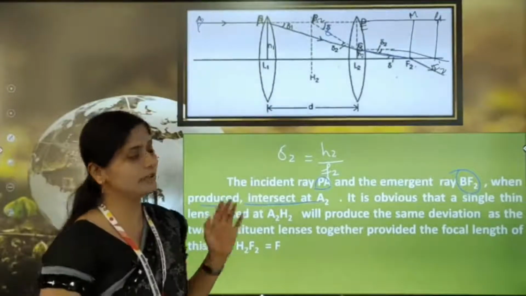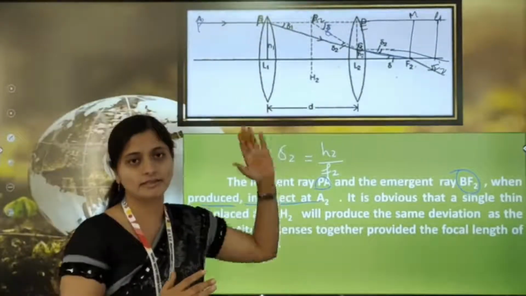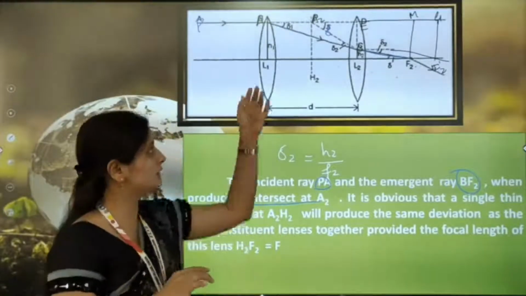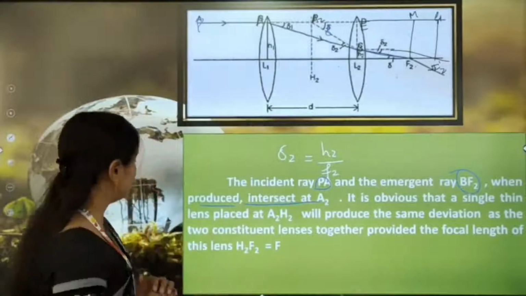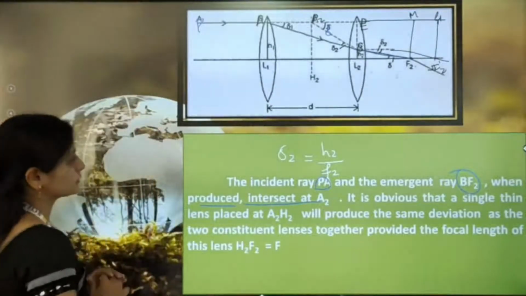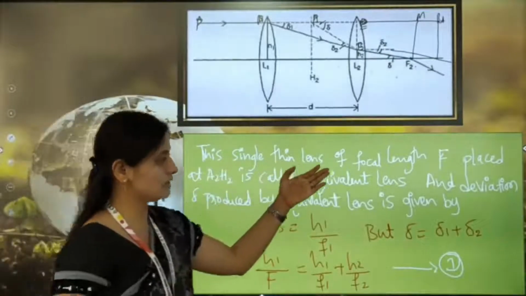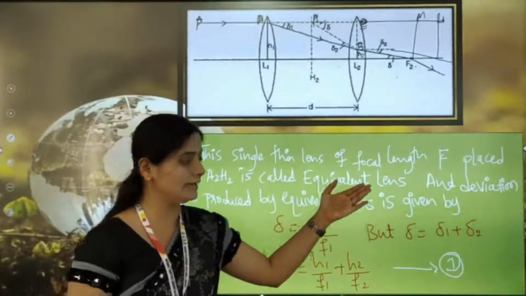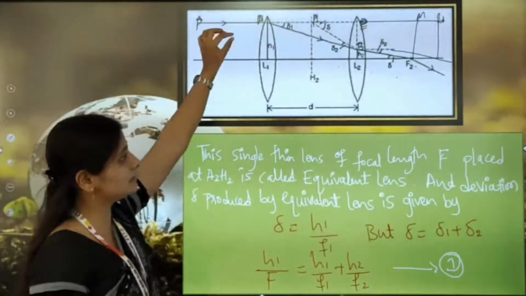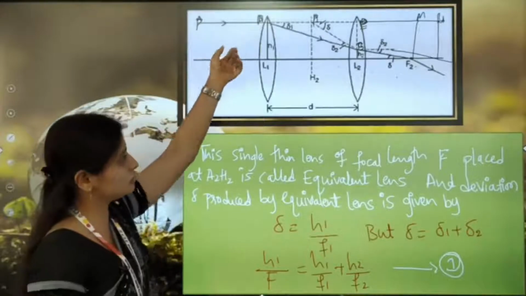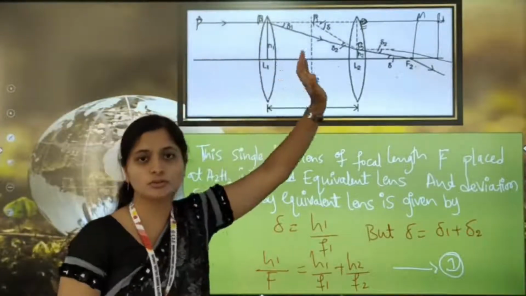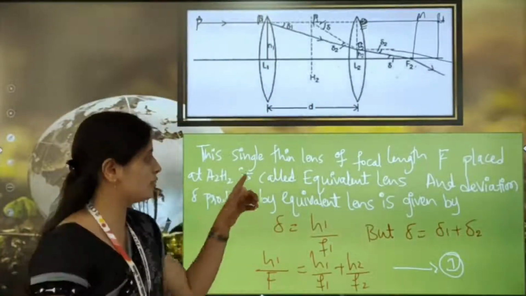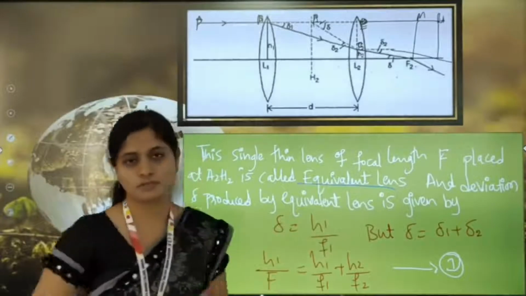So if we place two constituent lenses at a certain distance, we must have a single lens in between them. Next, this single thin lens of focal length F placed at A2H2 is called the equivalent lens. That single lens, placed in between the two thin lenses at the points A2 and H2, is known as the equivalent lens. Got it?